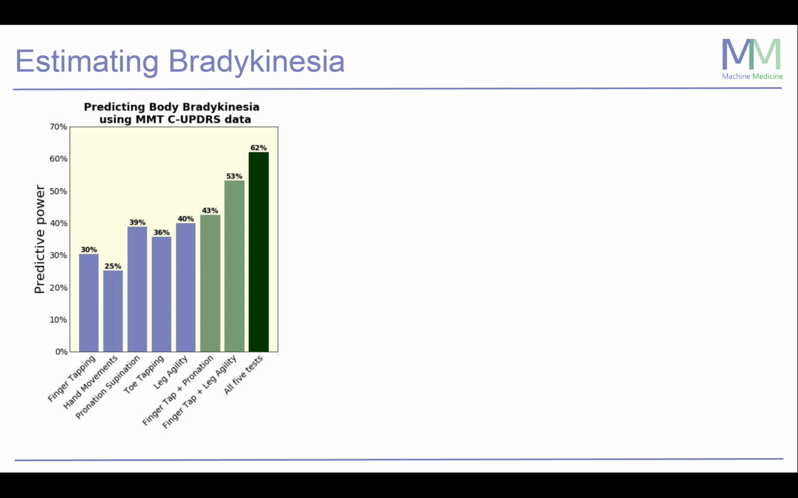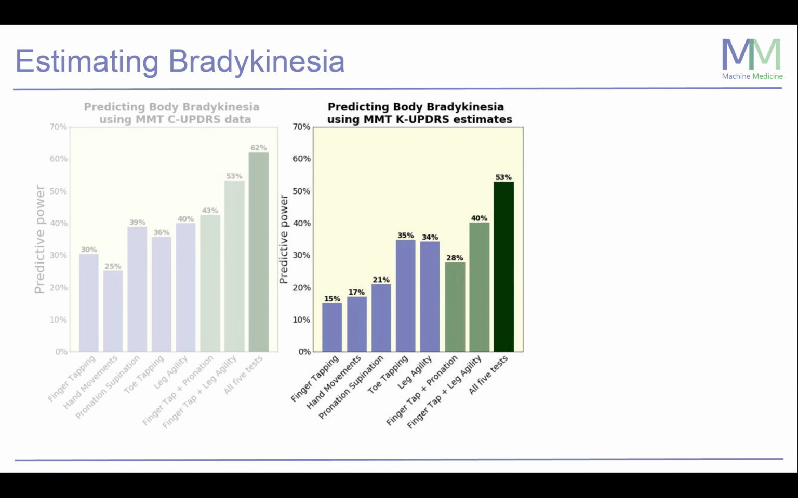So we can now give Kelvin the same problem and ask Kelvin to predict what this assessor gave for item 3.14 on the basis of the features that you've been able to extract from the video clips for the finger tapping, hand movements, pronation, supination, toe tapping, and leg agility. And what we see is if we do that, we can again explain a small amount of the variance from an individual video and the features we extract from it, some of them more than others. If we combine finger tapping and leg agility, say, we can do a little bit better. And if we combine them all together, then we can get up to about 53% of the explained variance.